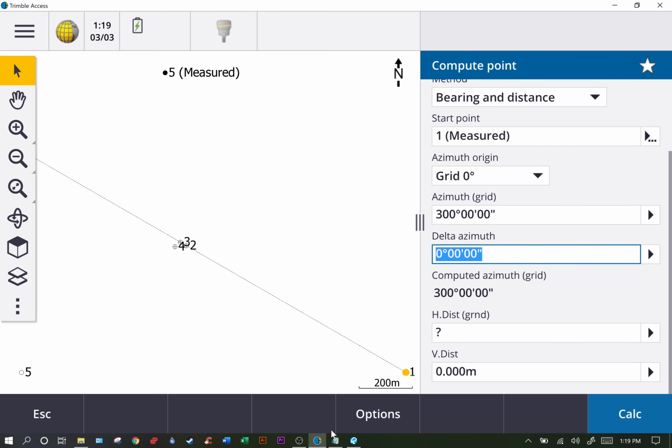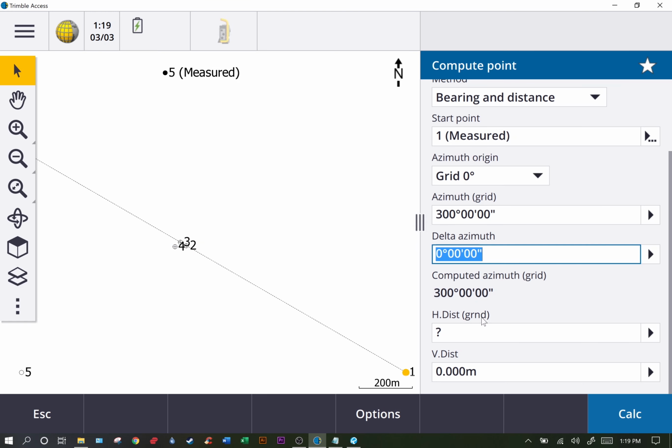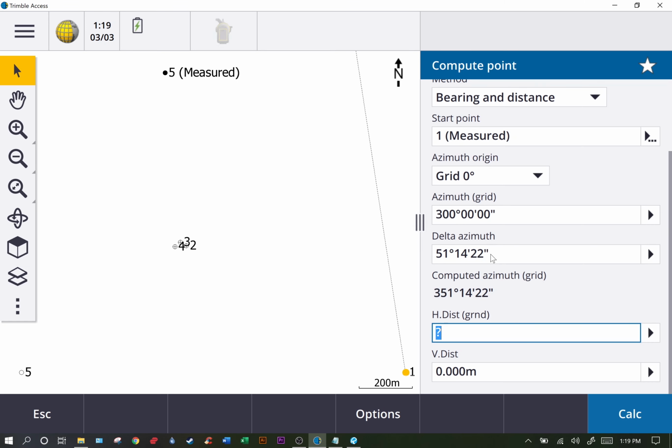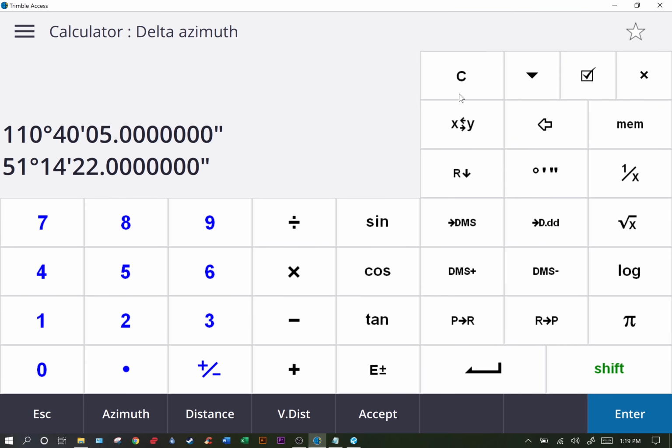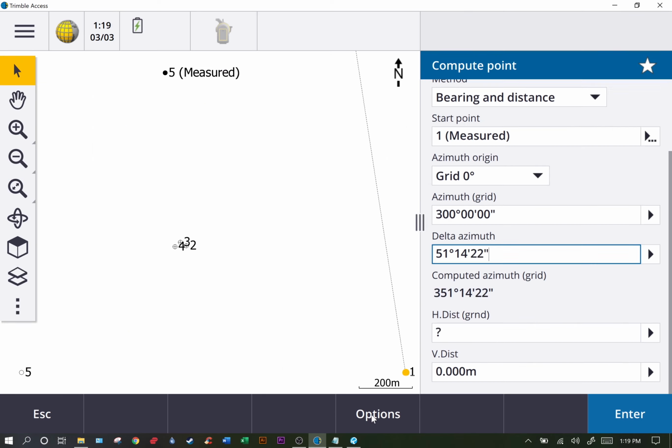But this time my delta azimuth is going to be equal to my correction, so 51.14.37. And I don't know why, but it's changing it to 22, so I've got to go into my calculator and just retype it. 51.14.37. Perfect. So that's good to go.